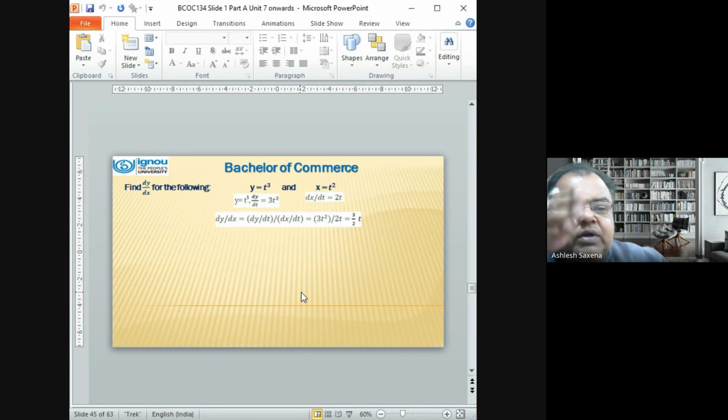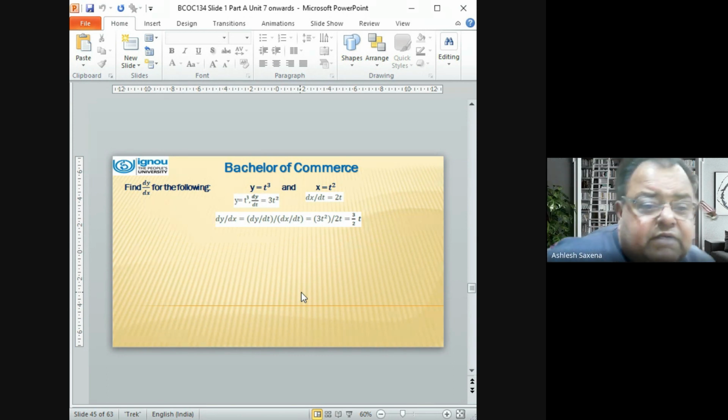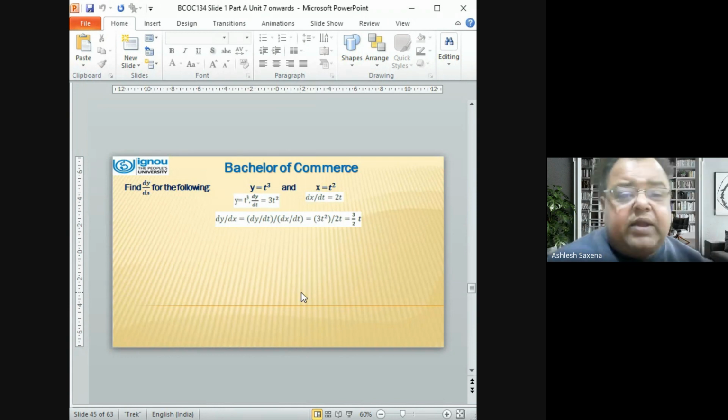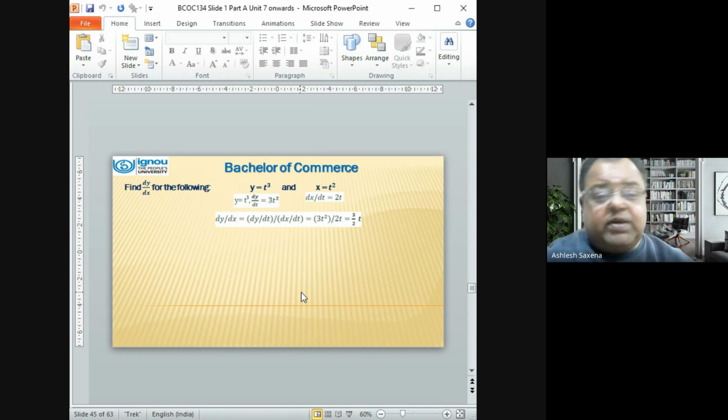You can see you have to find dy by dx of the following function. Your y is equal to t cube and x is equal to t square. So you will be differentiating y in terms of t. So it will become dy by dt, which will be 3t square, and your dx by dt will be 2t. But you have to find dy by dx, so it will be dy by dt upon dx by dt, which will be 3t square upon 2t, which will be equal to 3t by 2. This is how derivatives of parametric functions are evaluated.